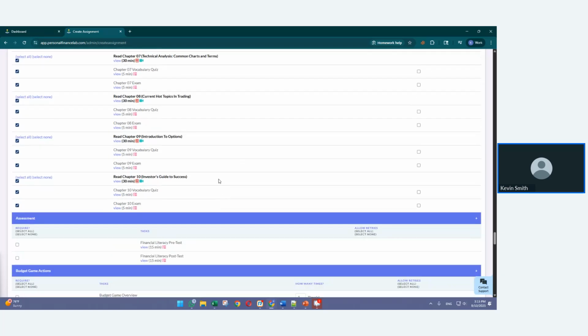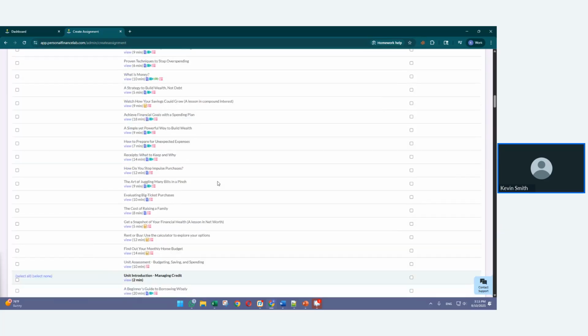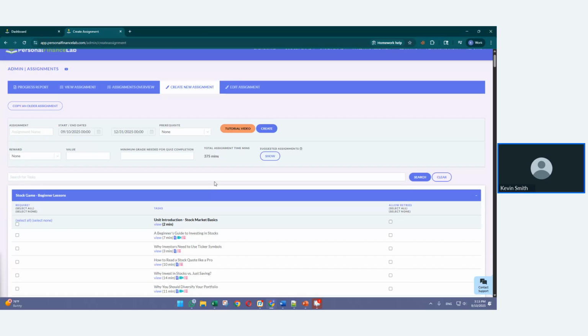Above the level of most high school and middle school personal finance classes, but if you're doing an investing club or if you have students in your class that are excited about investing and want to learn more, you can make those resources available to them.